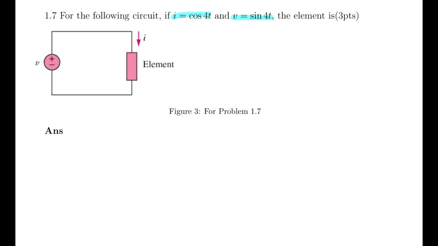1.7. For the following circuit, if the current I is equal to cosine 4t, and the voltage V is equal to sine of 4t, determine whether the element is an inductor or a capacitor. There are two relationships to consider. 1. The voltage is equal to the inductance times the derivative of the current with respect to time. And 2. The current is equal to the capacitance times the derivative of the voltage with respect to time.